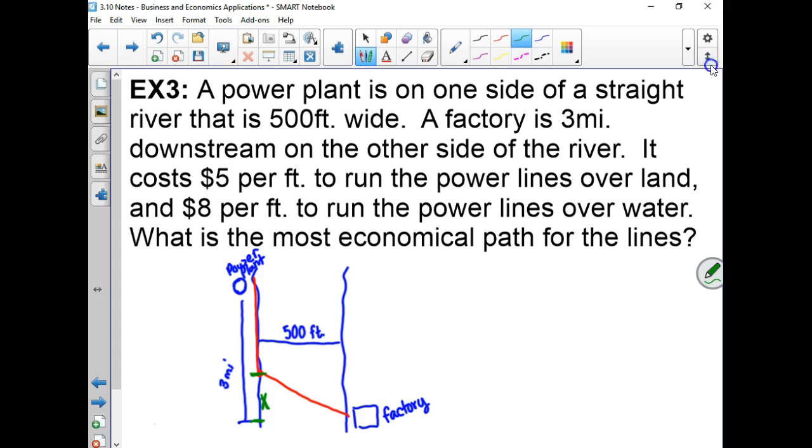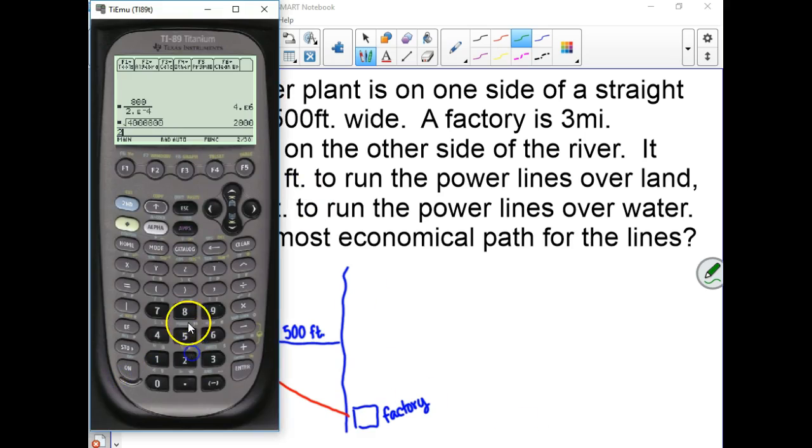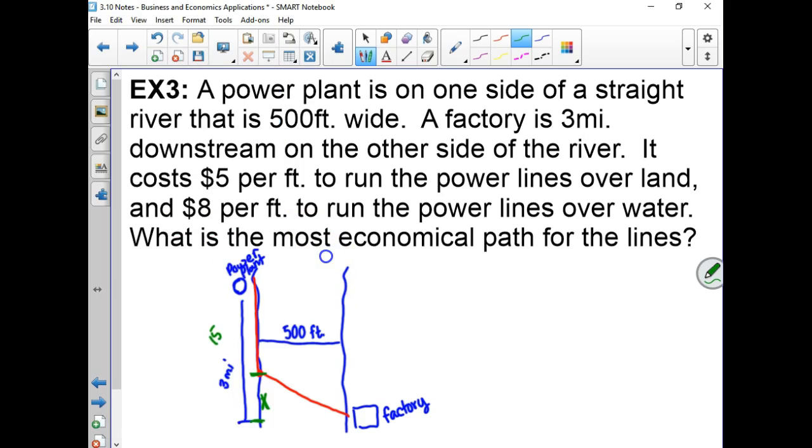Also, we need to change this 3 miles to feet because it tells us the cost per foot. So 5,280 times 3. Got 15,840. So this 3 miles right here is 15,840 feet. So if this part right here is X, this right here is 500. Oh, not 5,000, 500.